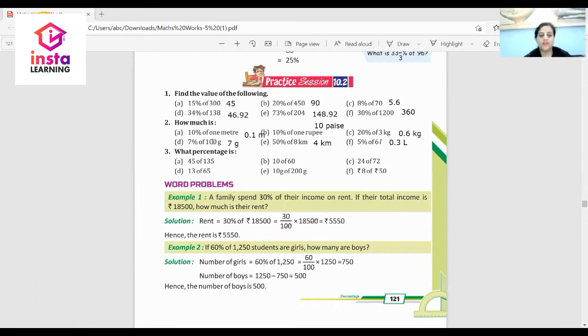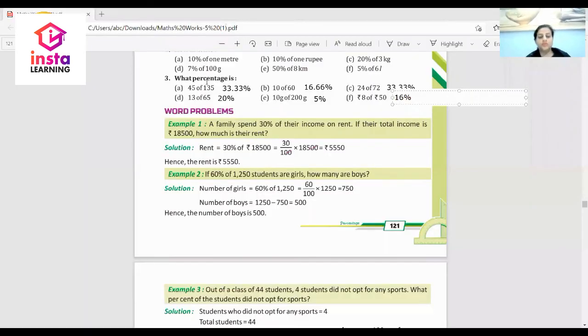0.3 liter. Now we will do what percentage 45 is of 135. When we multiply by 100, we will get the answer. Students, when we want to find a percentage, like 45 of 135, remember that "of" always means multiply. So 45 into 100 upon 135 is 33.33.